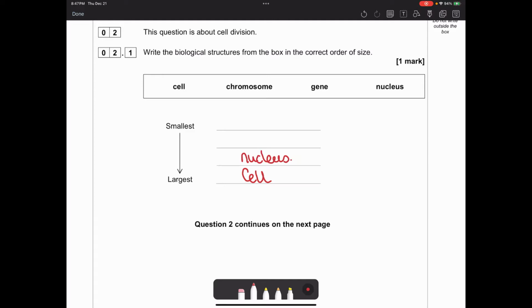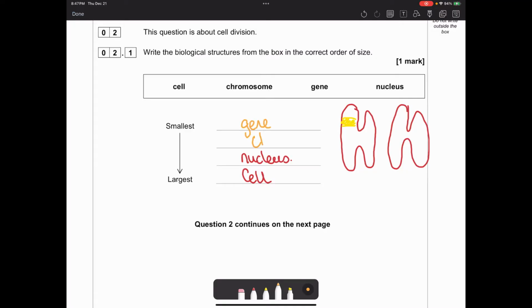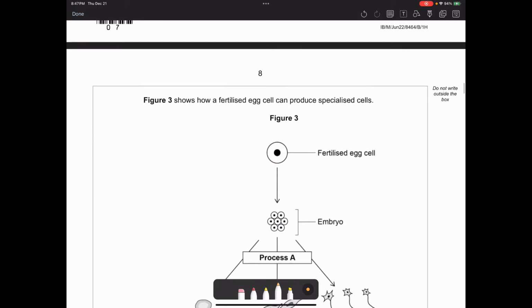What you then need to remember is that inside our nucleus, you've got your DNA, but your DNA is stored in structures called chromosomes. Now, chromosomes have short sections off them called a gene. So a smaller part of a chromosome is a gene, which would be the smallest, and then chromosomes are inside our nucleus, and the nucleus is inside our cell.